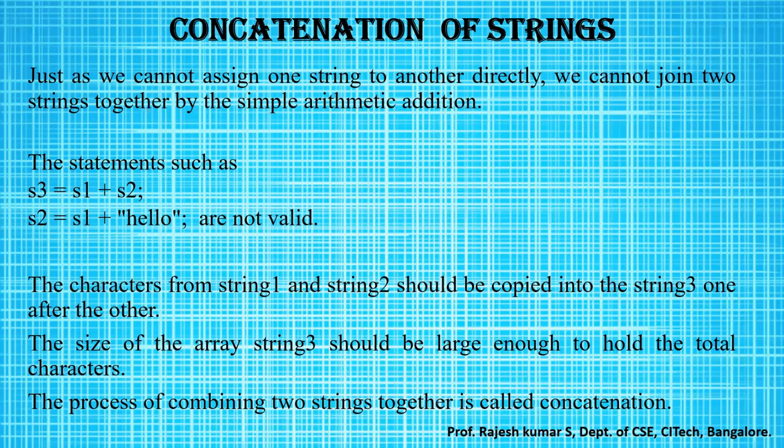Always the destination should be large enough to hold the values present in the S1 string and S2 string. For example, if the string 1 size is 10 and string 2 size is 10, then string 3 size should be 20 to hold all the characters present in S1 and S2. So it is always advised to keep the destination string, that is the S3 string, with a larger size. The process of combining the S1 string and S2 string is called concatenation.